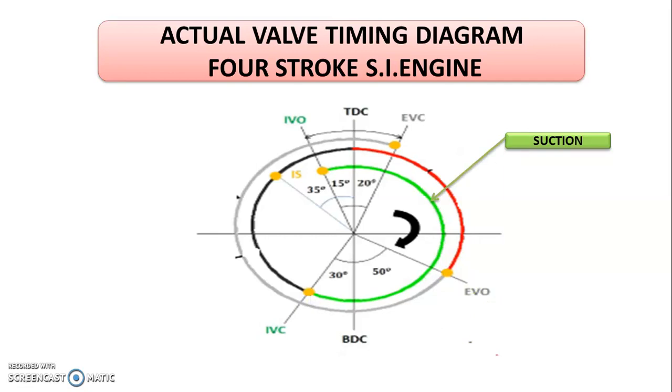So dear students, the inlet valve opens 15 degrees before TDC because it is necessary to ensure that the valve will be fully open when the piston reaches exactly TDC. And the inlet valve is closed 30 degrees after BDC. Because if the inlet valve is allowed to close exactly at BDC, what happens? The cylinder would receive less air than its capacity, and then the pressure at the end of suction will be below atmospheric pressure. So to avoid this, the inlet valve is kept open until 30 degrees after BDC.